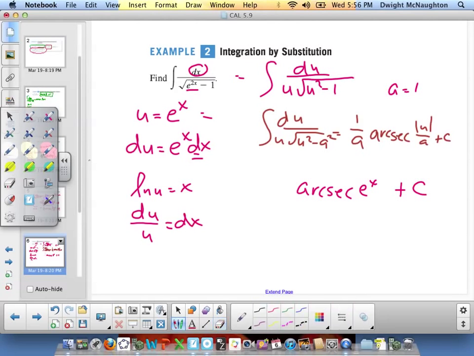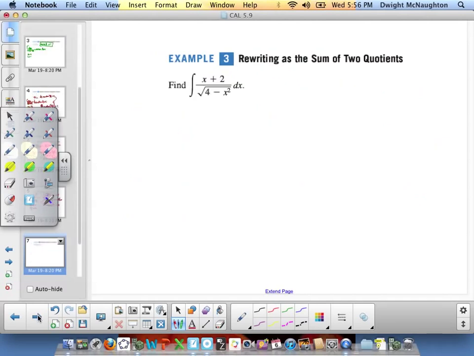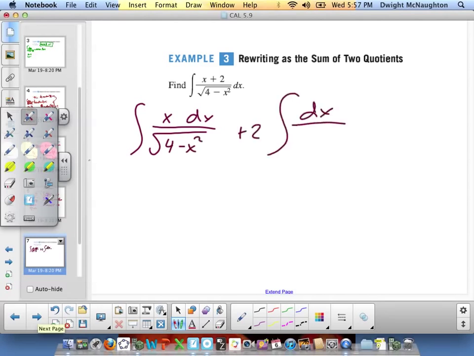All right? Let's try another one. Let's look at this one. All right? This one kind of has 2 things up top. What have we done every time we had 2 things up top? Well, we split it. So let's split this into 2 fractions. So we got x dx over the square root of 4 minus x squared plus 2 times dx over the square root of 4 minus x squared.